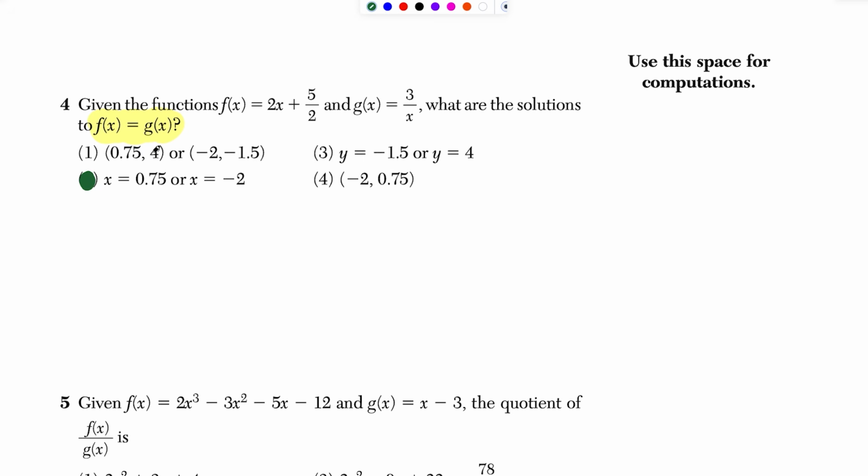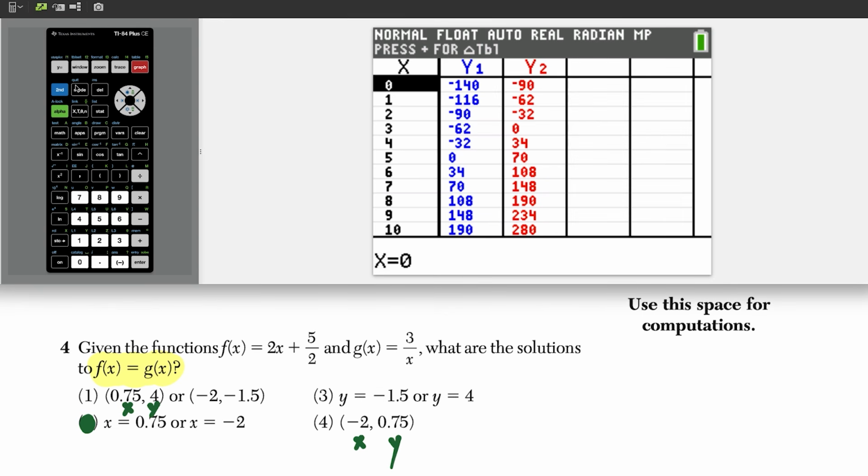So the other answer choices, the reason why they're no good is choice 1 has the answer in the form of x comma y. And then here we have the answers in the form of the y values. And then choice 4, once again, we have an x comma y. So logically speaking, 2 is the only possible answer choice. But if we wanted to find the answer choice ourselves, we could just type this right in the calculator.